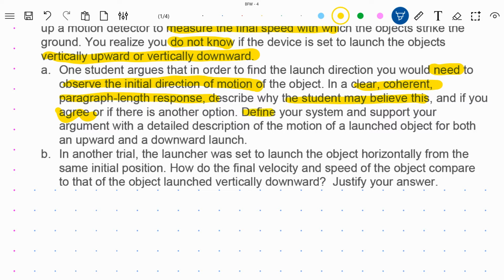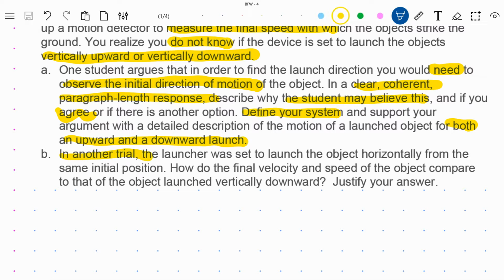We're asked to define our system and support our argument with a detailed description of motion of a launched object for both an upward and downward launch. So that's part A. I'm also going to just kind of clarify. Part B is rather short by comparison, so let's look at this all together, and then we'll look at my answer altogether. So part B changes the situation to a completely separate trial.